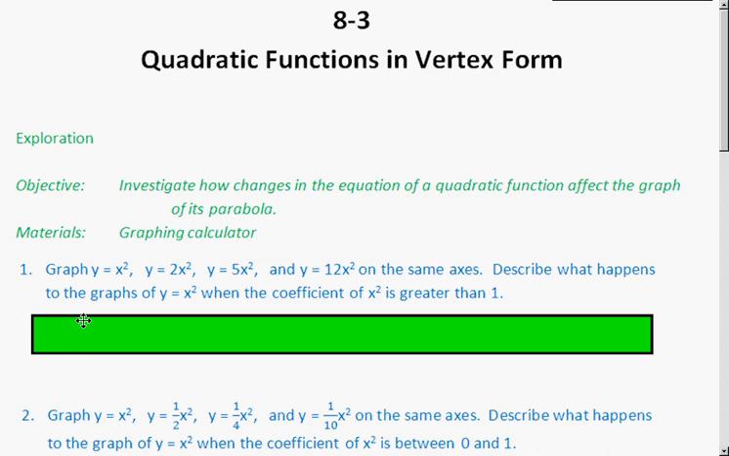Graph y equals x squared, y equals 2x squared, y equals 5x squared, y equals 12x squared on the same axis. Describe what happens to the graph of y equals x squared when the coefficient of x squared is greater than 1. So we're comparing to y equals x squared. I want you to go ahead, pause the video, and put these 4 into your graphing calculator.